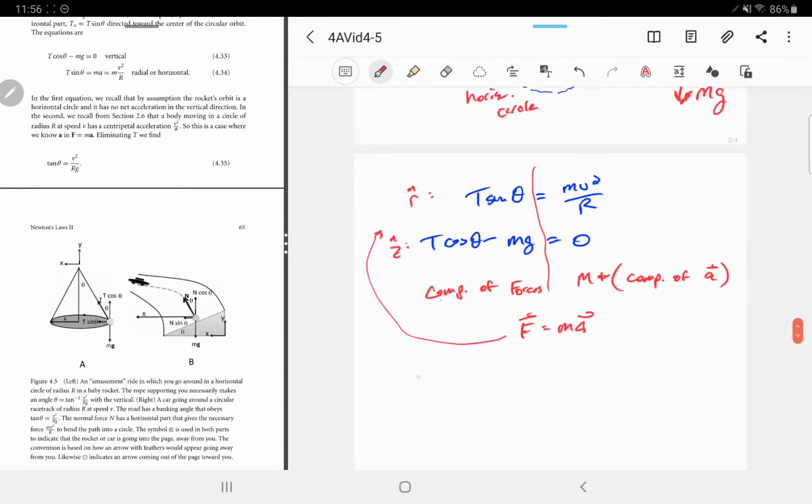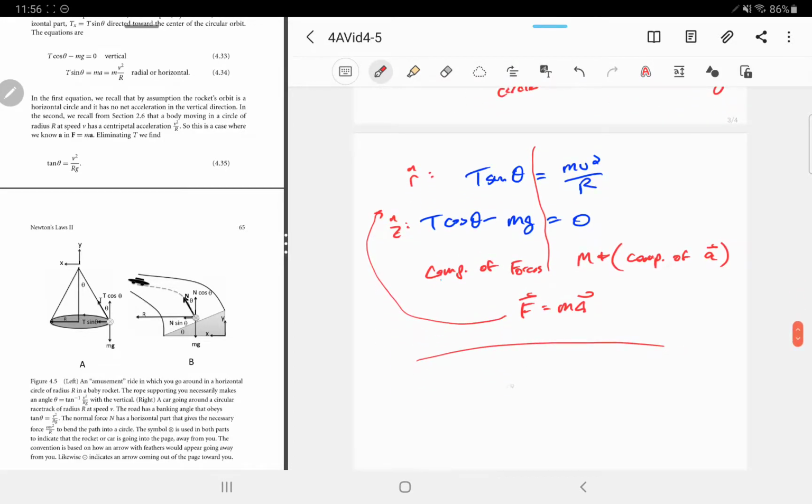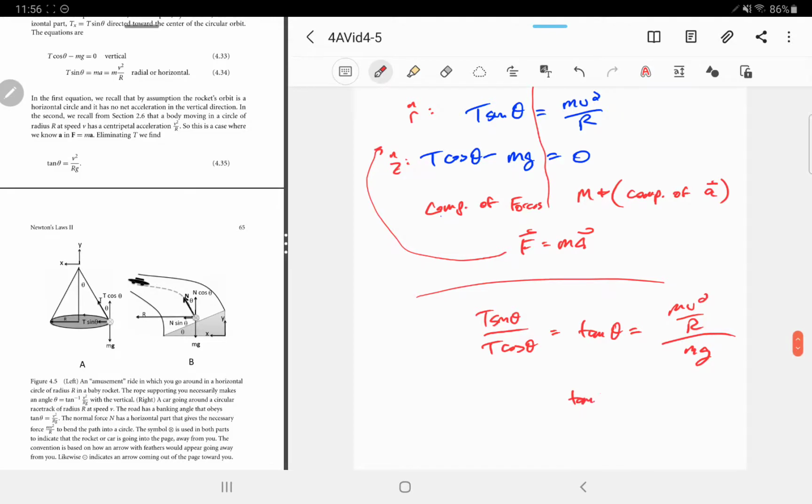Okay. So your book rearranges, so t sine theta equals something, t cosine theta equals mg. So if you divide t sine theta over t cosine theta, which is tangent theta, you get this divided by, and then t cosine theta is mg. So it looks like you get mv squared over r divided by mg, or tangent theta is, the m's cancel out, and you get v squared over rg.